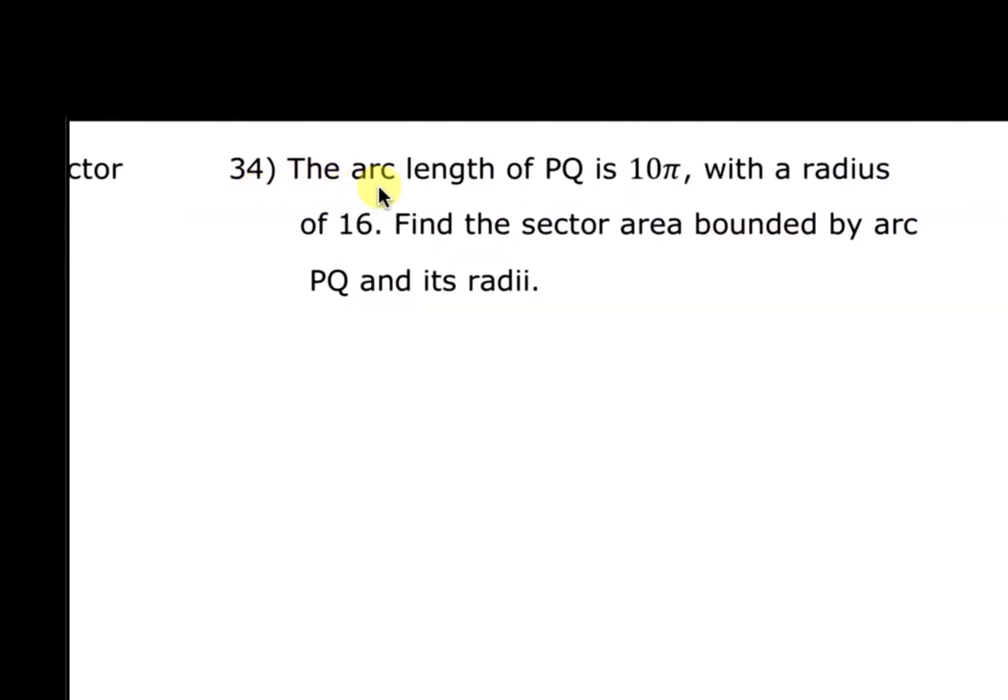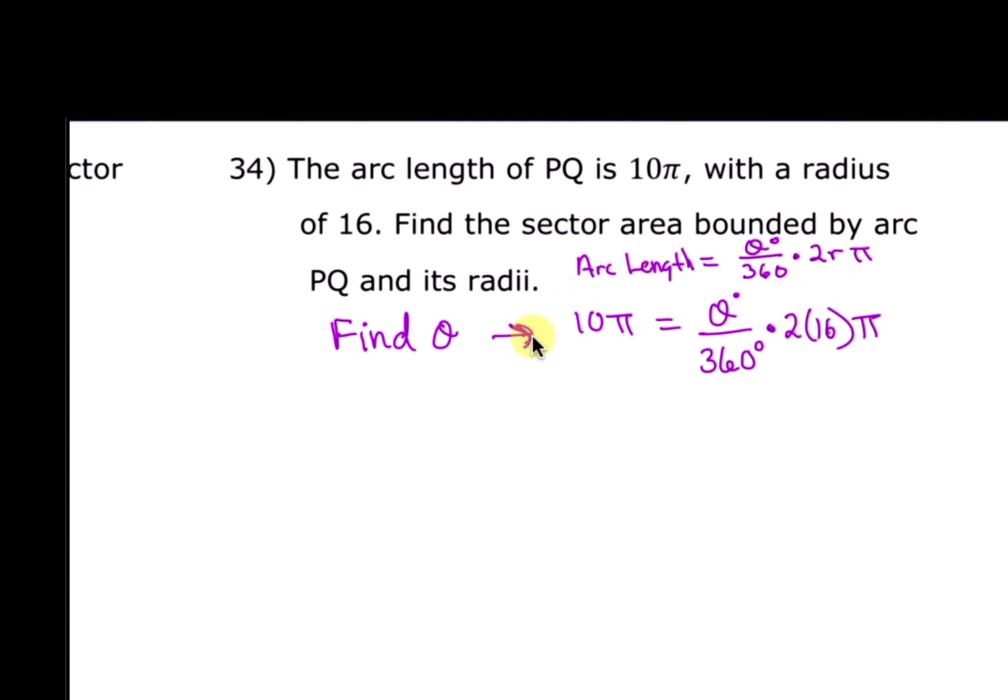All right, for 34, the arc length of PQ is 10 pi with a radius of 16. Find the sector area bounded by arc PQ and its radius. So the goal is to find theta. Now to find theta, we use the formula arc length is theta over 360 times 2r pi, and then replace the arc length with 10 pi that was given, and also replace the radius with 16 that was given.